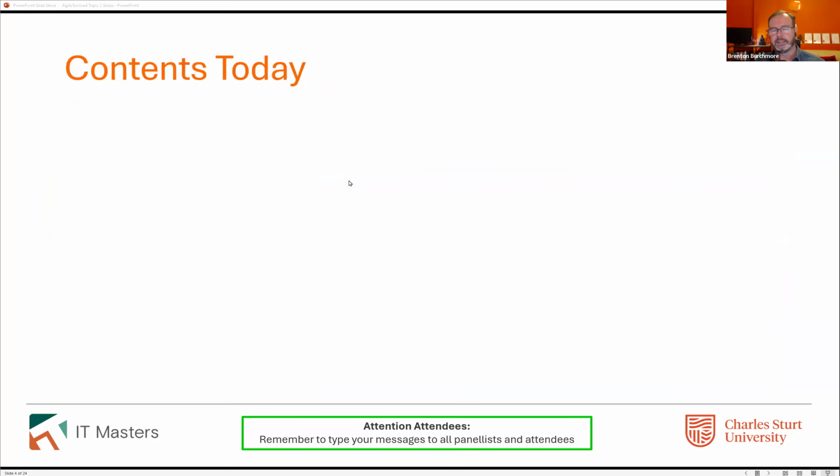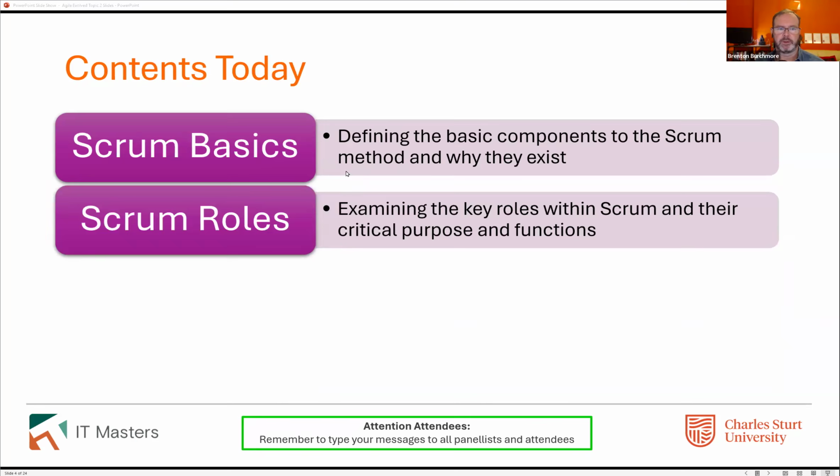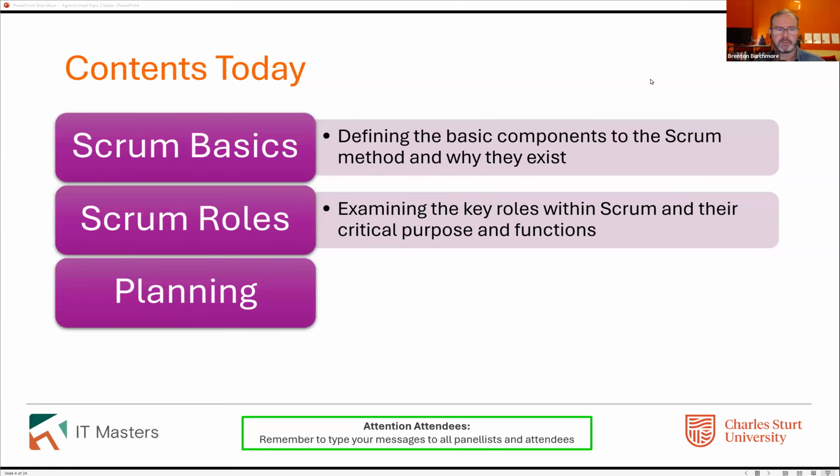So what we're going to cover today, broken down into a few elements, we are going to go through the basics of Scrum. So I'm going to put the basic components up there, talk about why they exist and what function those components have in the Scrum method. I'm then going to talk about the roles, because these are quite interesting, unique facets of the way Scrum works. And it's quite different to the way we might be familiar with traditional projects. So we will go through those to some extent.